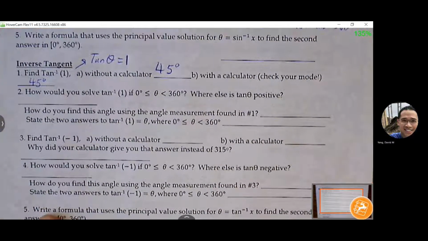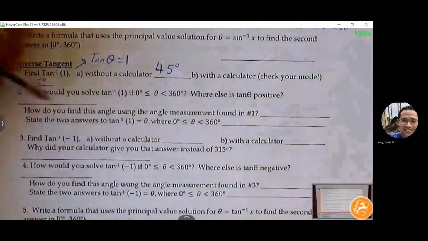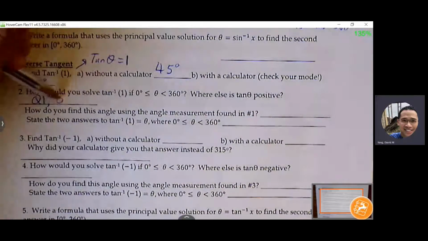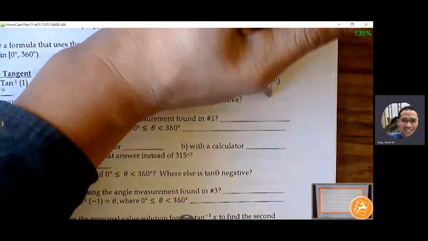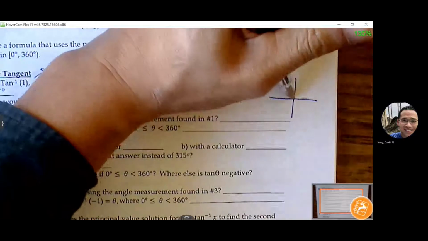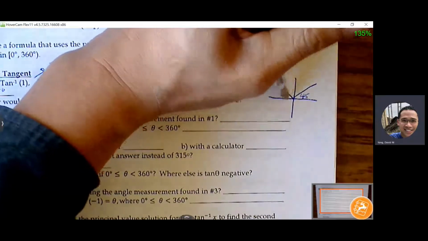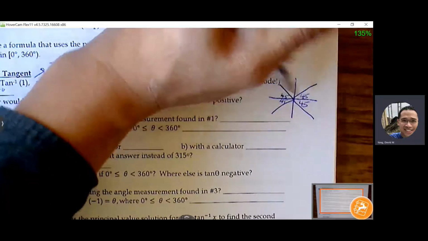Number 2, how would you solve inverse tangent of 1 for theta between 0 and 360? Where else is tangent positive? Quadrant 1 and quadrant 3. Right, so you know that once you have that, 45 is your anchor, because you can find anything that you want simply by adding or subtracting 45 from 360 or 180.